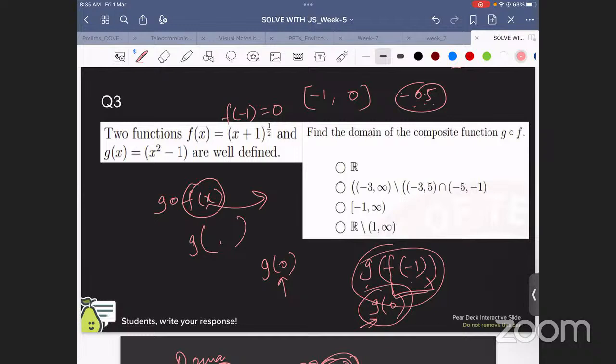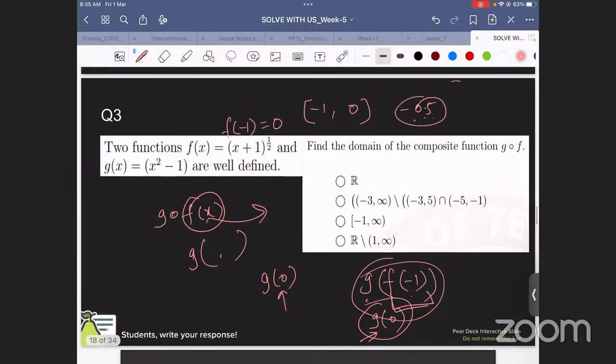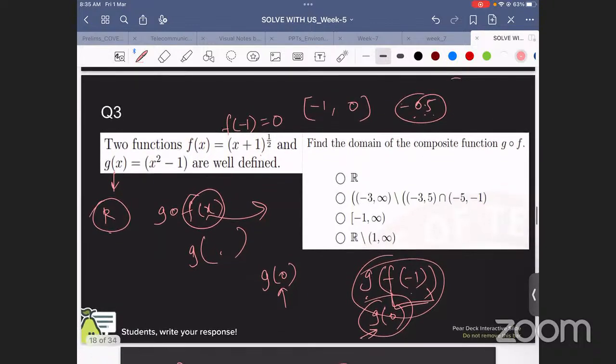So in that case, if you are confused, you just think of g as having the domain R, and the outer domain is x. So you take the intersection of R and whatever you have got outside, minus 1 to infinity. That will be your answer. Is it clear?